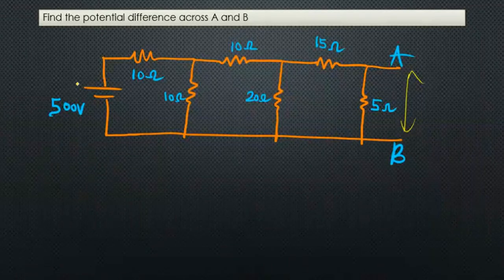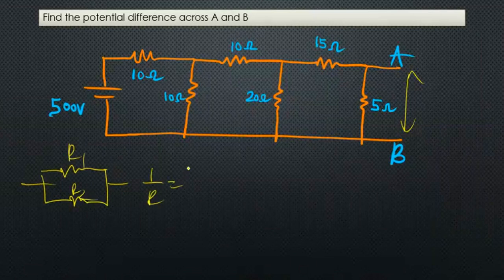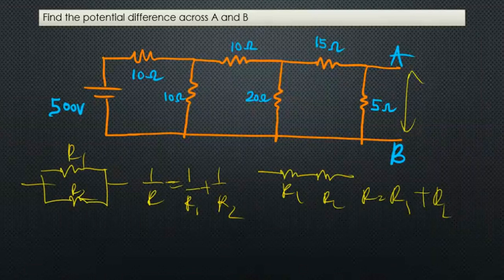One thing we need to know: when resistors are parallel with each other, we add them as 1 over R. Say the resistances are R1 and R2, the equivalent will be 1 over R equals 1 over R1 plus 1 over R2. And if these two are in series, one after the other, then R equals R1 plus R2. You should know that. Now let's get into the question.